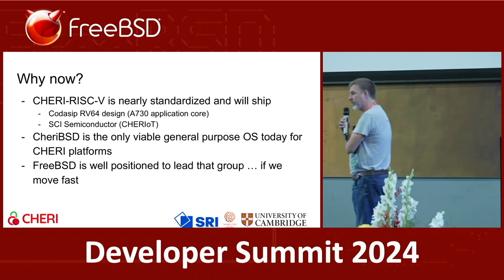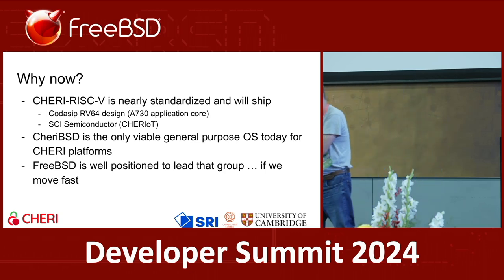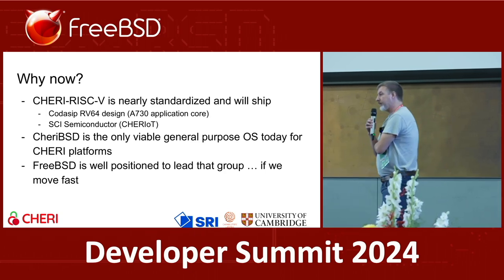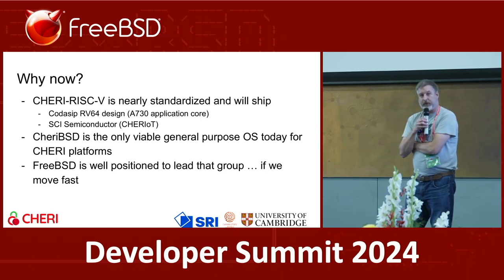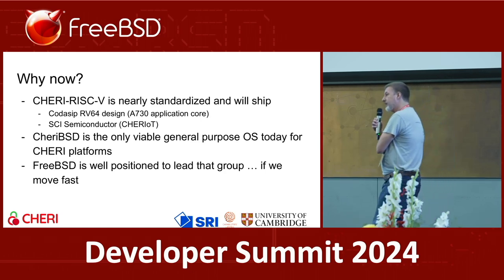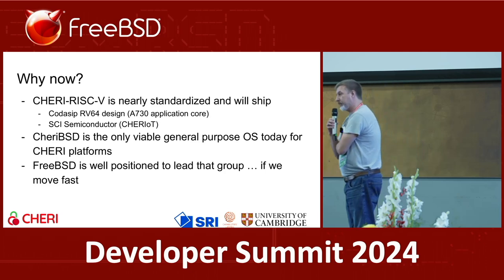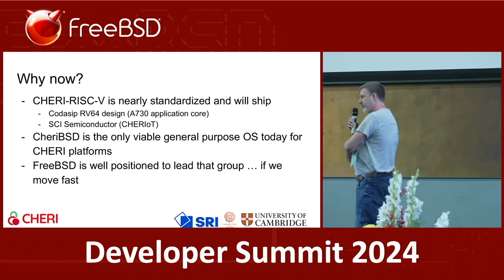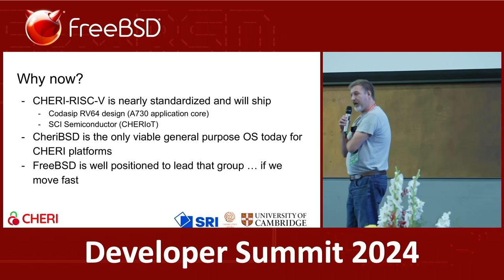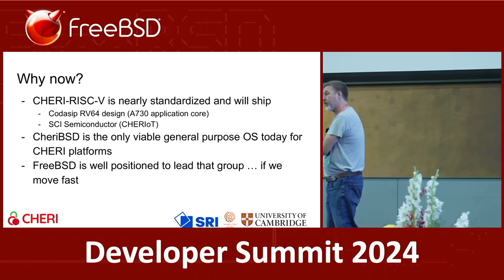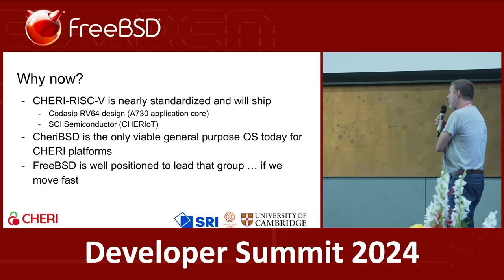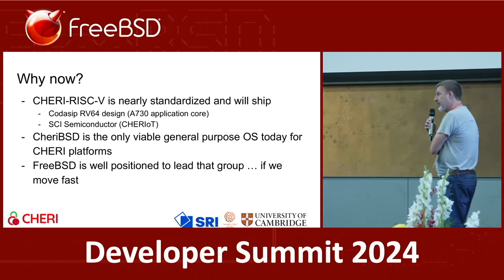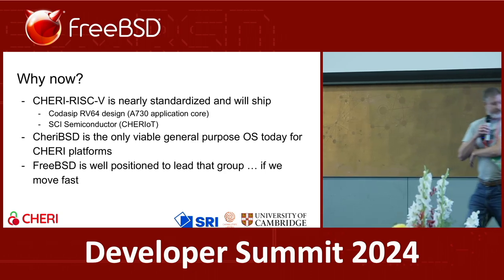And so as a result, because we are a fork of FreeBSD, FreeBSD is in a very good position to be the best first of breed for supporting CHERI if we take advantage of that opportunity soon. Because as there is industrial interest in CHERI, other systems, mostly Linux, are going to catch up. There will be a CHERI Linux in the not too distant future. And so we have a window of opportunity where we can be first, but only if we take advantage of it.